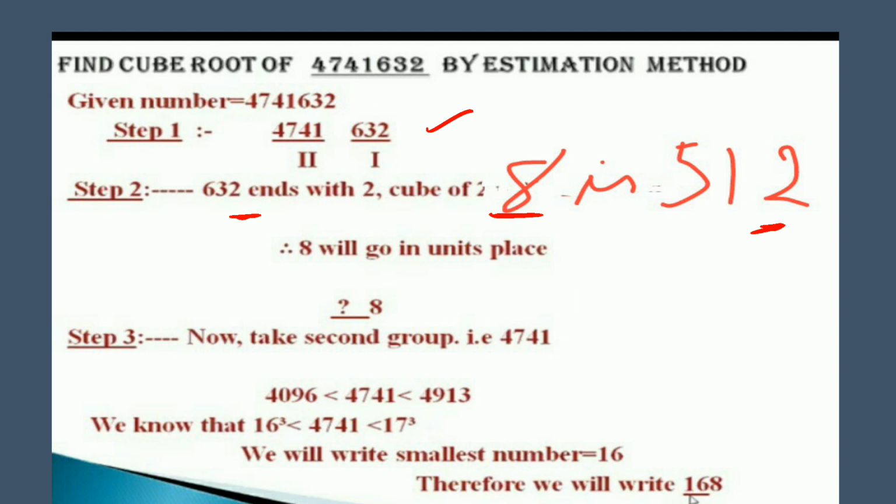So your answer for the unit place is this one, 8. 8 is the unit place digit. Clear this? Now we will take the second group. In the second group we have 4741. As you know, you have a chart of cubes. You can see very easily 4741 lies between the cubic numbers 4096 and 4913, that is 16 cube and 17 cube. So we will take the smallest one, 16.